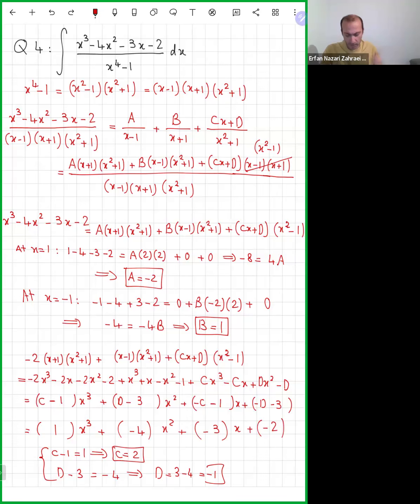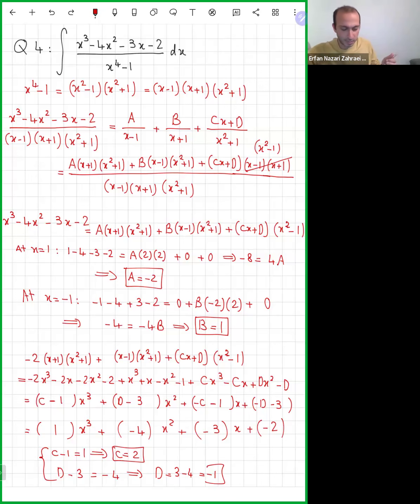Are they satisfied? Let's check. C is 2. If you put C equals 2 in this, you get negative 2 minus 1, which is negative 3. So good, I haven't done any computational mistake. And in this equation, if I put D equals negative 1, you get negative negative 1, which is positive 1 minus 3. It's negative 2. Good, this also matched. So I haven't done any computational mistake. And these are A, B, C, and D.